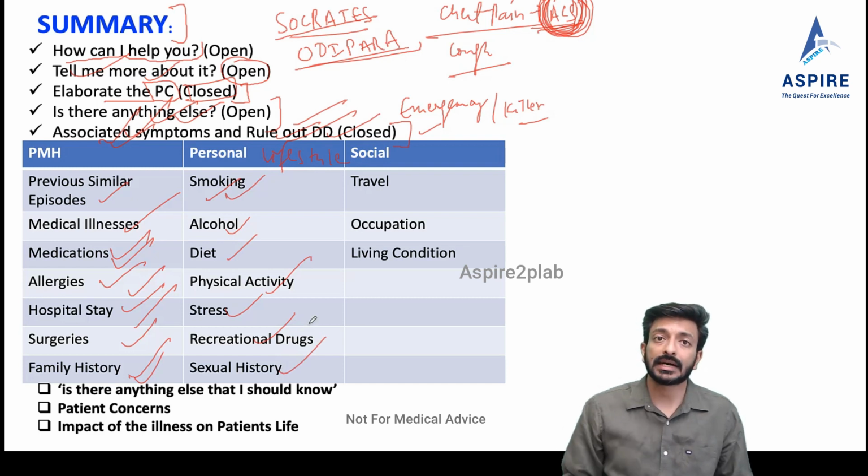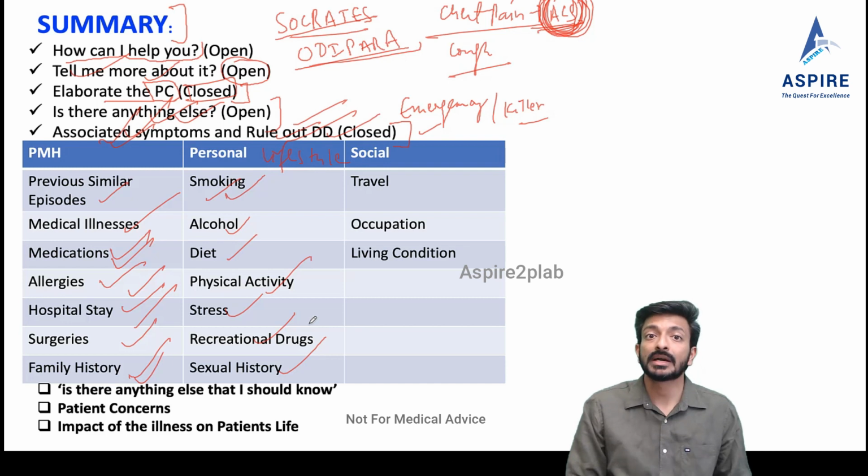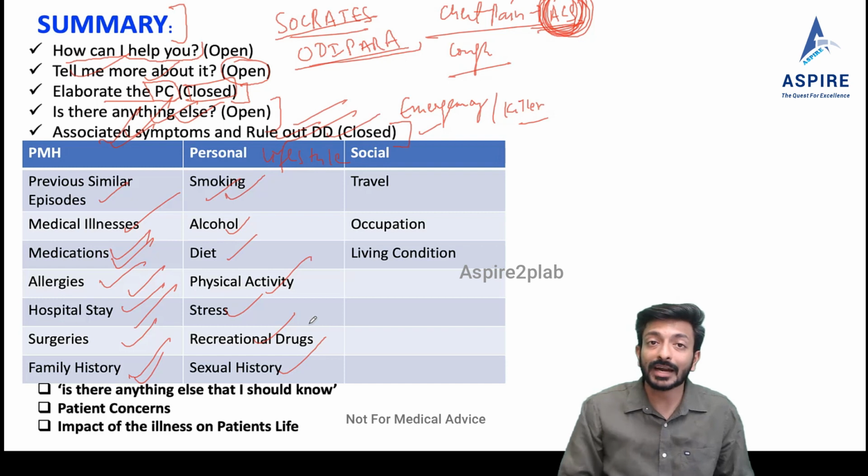Again, ask, are you sexually active? Are you in a stable relationship? Do you have any other partner? Do you practice safe sex? When was the last time you had unprotected sex?